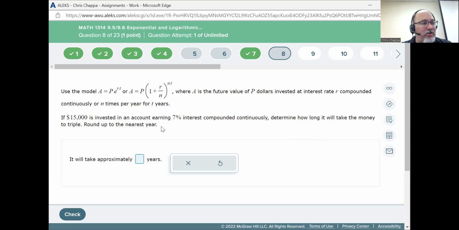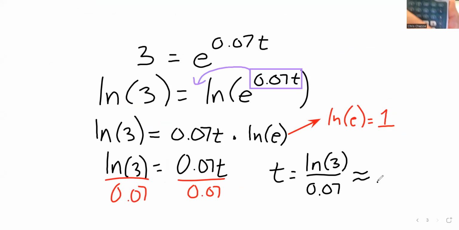Round up to the nearest year. I want to point out the wording here, round up to the nearest year. It doesn't say round to the nearest year. It says round up. So no matter what our decimal is, we're going to round up. Now I'll show you what the decimal is. 15.69446127. So if I were rounding, I would round that up anyway. But even if it were 15.01, I'd round it up.